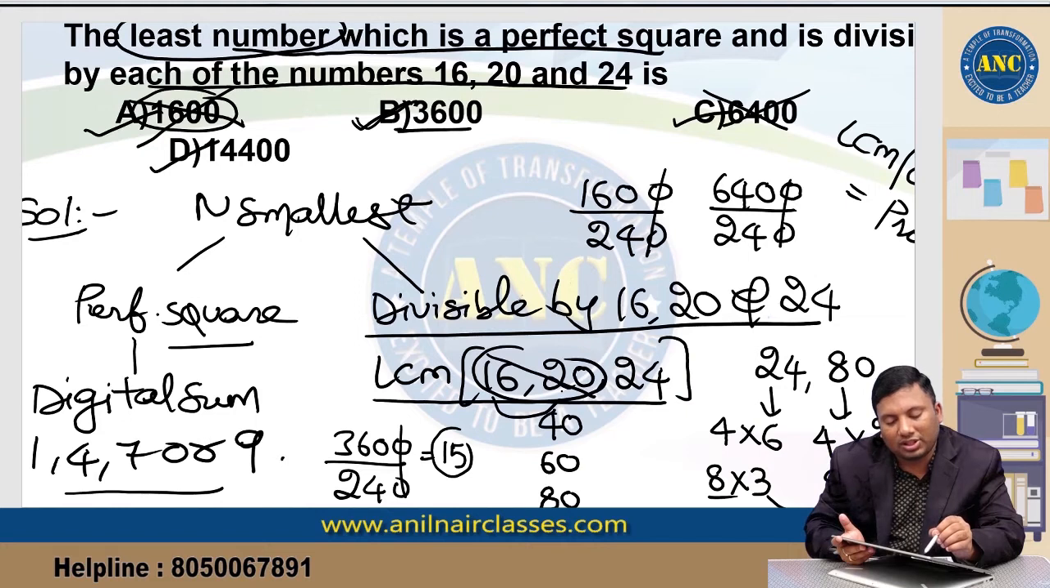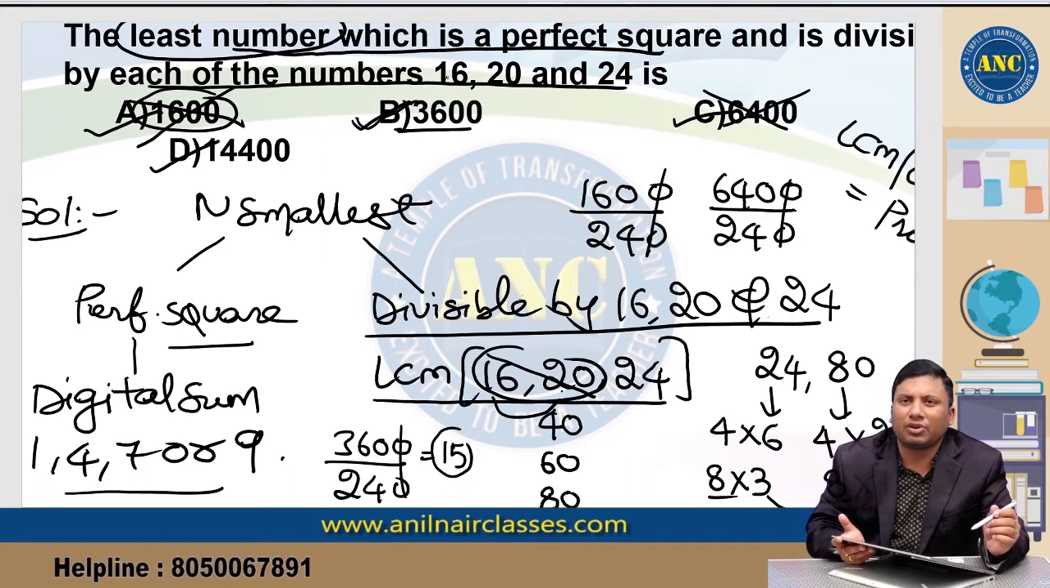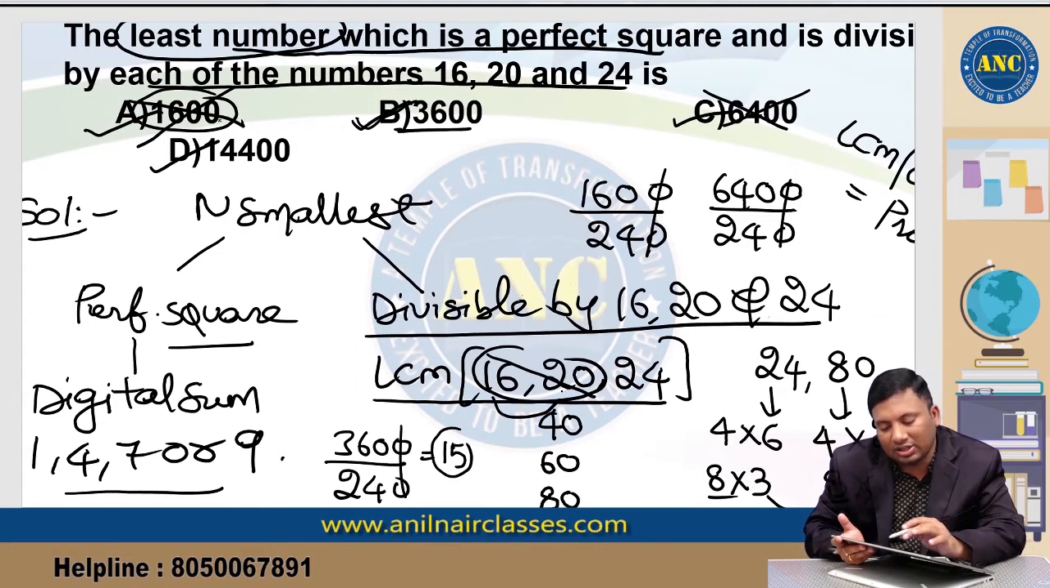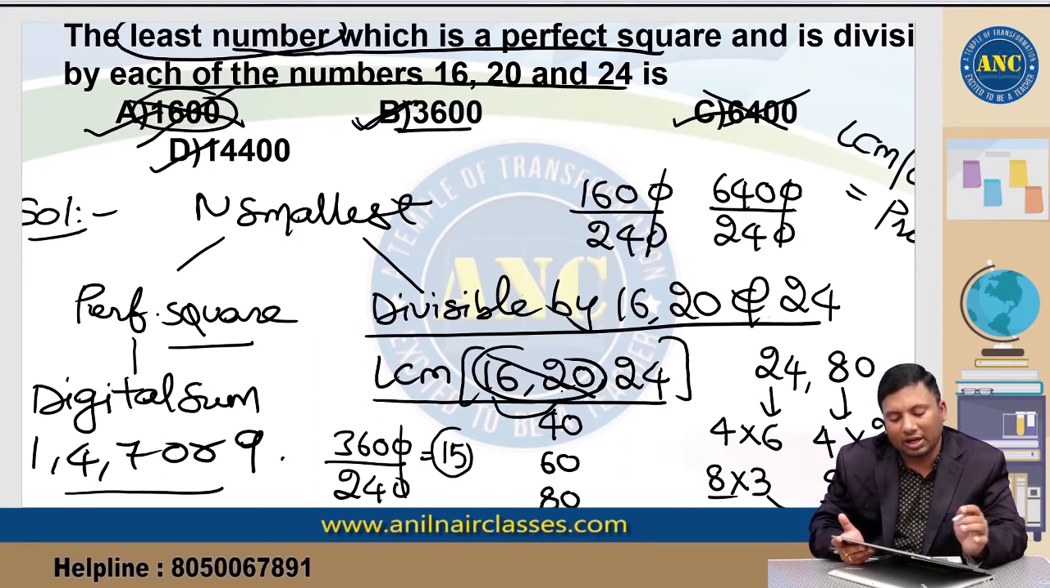Now if you observe, 1600 is divisible by 16. 1600 is divisible by 20. 1600 is divisible by 24? 24 times 6 is 144, 160. 1600 is not divisible by 24, so the first option is out. Third option, 6400: 16, it is divisible. 20, it is divisible. 24, you can check it out. Similarly, you can check by using answer options.